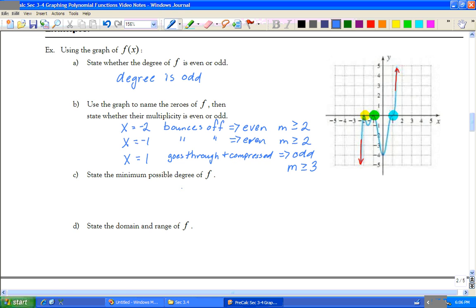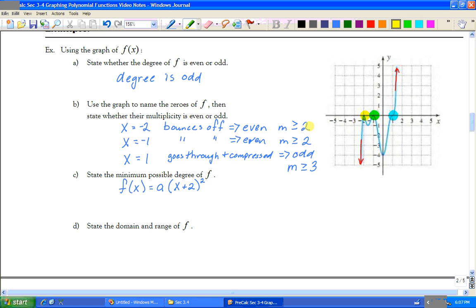So let's figure out what our minimum degree is. Let's try to write out the factors for this function. So f of x is equal to, well, we're not sure what the a value is, so we'll just list it as a. And for our first zero, we have x equals negative 2. That comes from the factor x plus 2. And we said that the exponent has to be 2 at least. So that's coming from our information here.